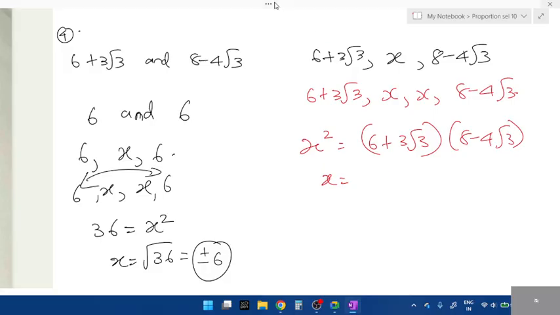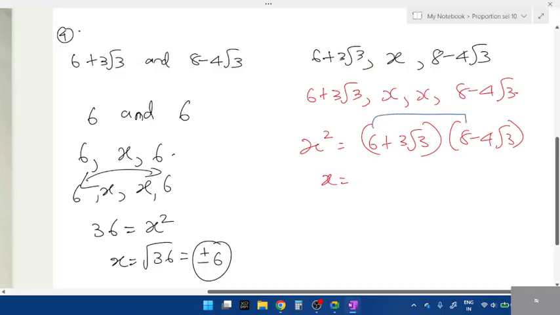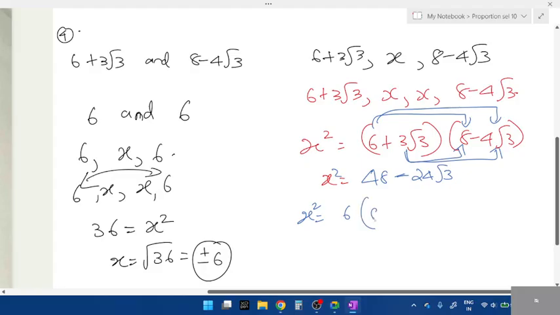Multiply the first one. Open the bracket, in the sense, first you have to multiply these two, right? 6 eights are 48. Plus into minus, 6 fours are 24 root 3. Next, which ones do you have to multiply? These two. Or you can open the bracket like this, first bracket. Once you solve this, shift the square root, square to the other side, find the x value.